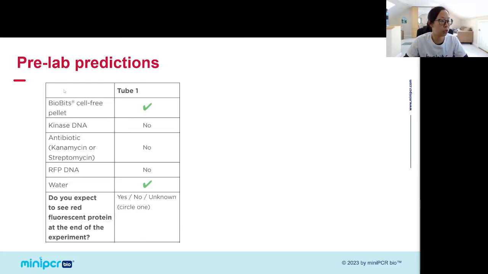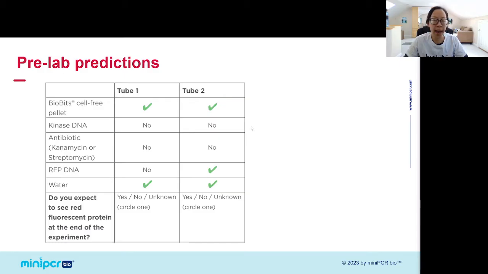In tube 2, we added RFP DNA to the BioBits model. Do we expect to see RFP, the protein, if we added DNA that encodes for RFP here? It helps to think about what would happen in a live bacteria culture like I referenced before, and then apply it to the BioBits cell-free model here. So again, put what you think in the chat.